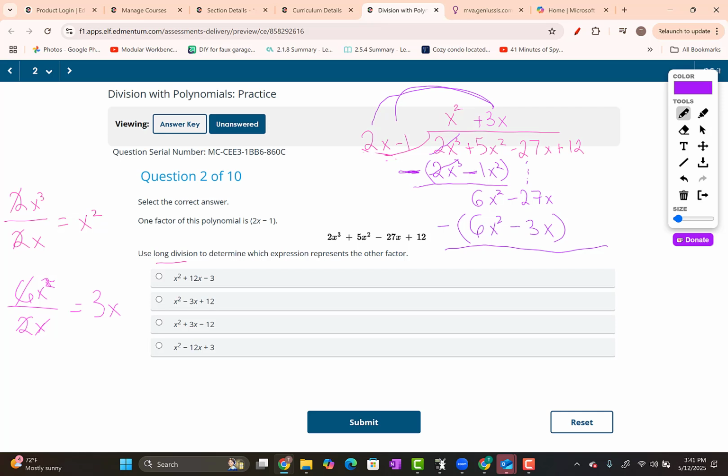6 minus 6, these cancel. Negative 27 minus a negative 3. So remember, a minus a negative is really a plus 3. So negative 27 plus 3 is negative 24x. And then this 12 drops down.